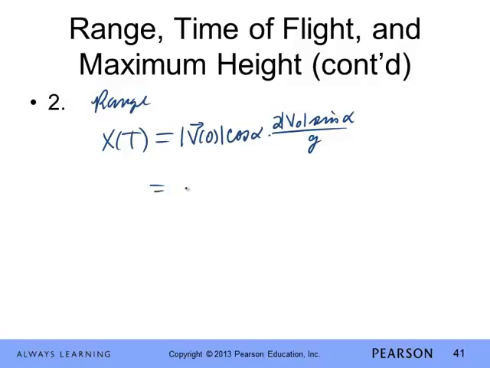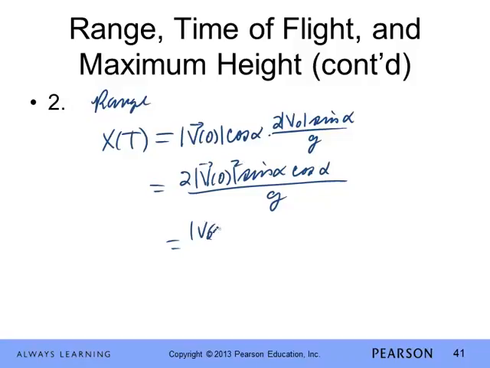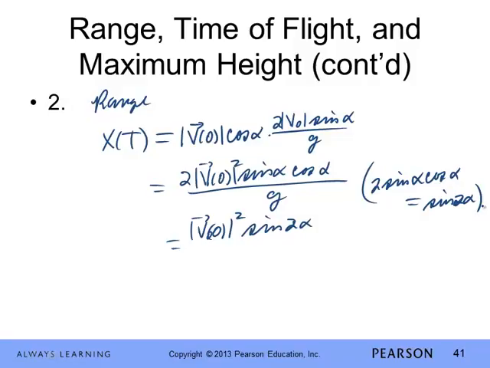So we have 2 times the square of the initial speed times sine of alpha, cosine of alpha, over g. Now 2 times sine of alpha, cosine of alpha is the sine of 2 alpha. So we could write this as initial speed squared times the sine of 2 alpha over g, because 2 times sine of alpha, cosine of alpha is equal to sine of 2 alpha.